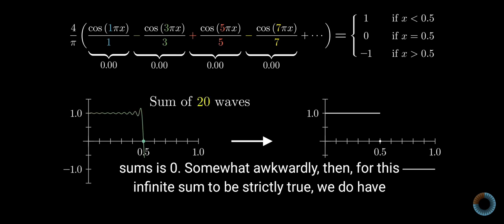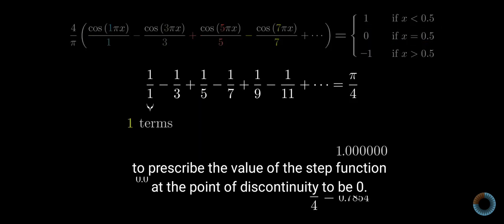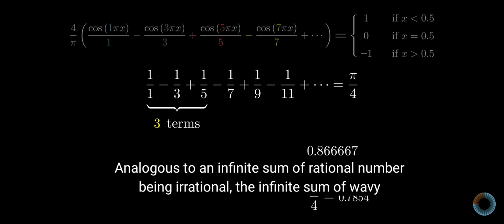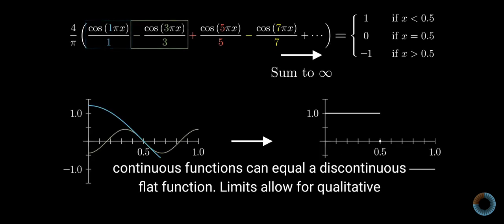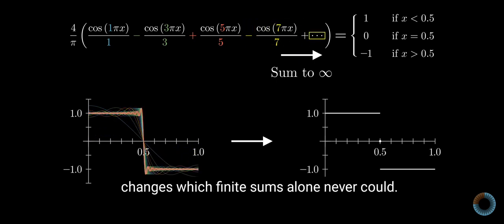also 0. And that means that, somewhat awkwardly, for this infinite sum to be strictly true, we do have to prescribe the value of this step function at the point of discontinuity to be 0, sort of halfway along the jump. Analogous to an infinite sum of rational numbers being irrational, the infinite sum of wavy continuous functions can equal, honest to goodness equal, a discontinuous flat function. Getting limits into the game allows for qualitative changes, which finite sums alone never could.